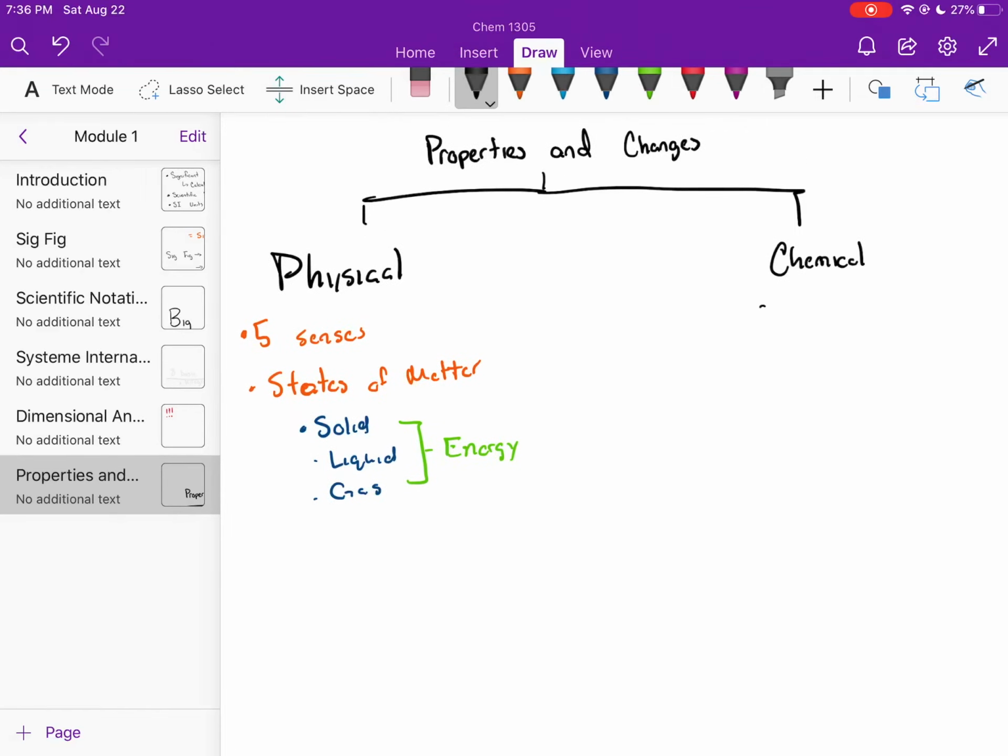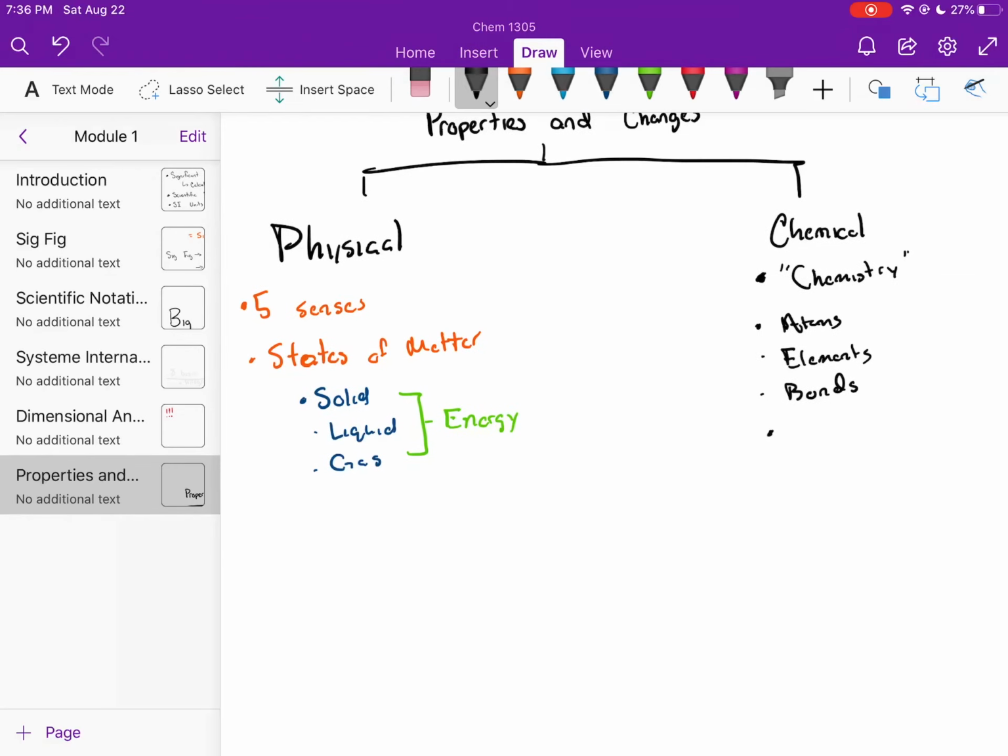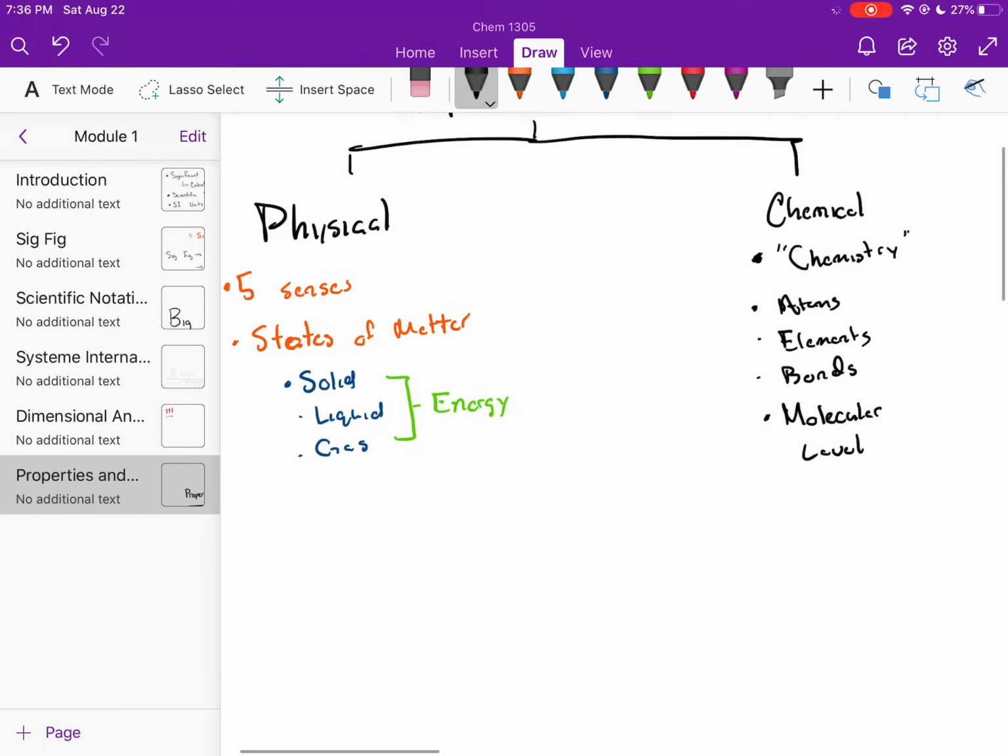Chemical properties is stuff you think of when I say chemistry. So when I say chemistry, you might think of atoms, you might think of elements, you might think of bonds, you might think of all those things. And what we're talking about is things at the molecular level. All right, so things at the molecular level deal with chemical properties.